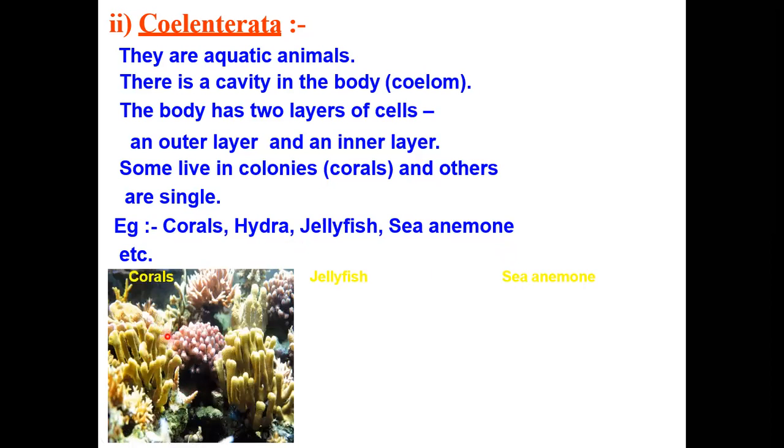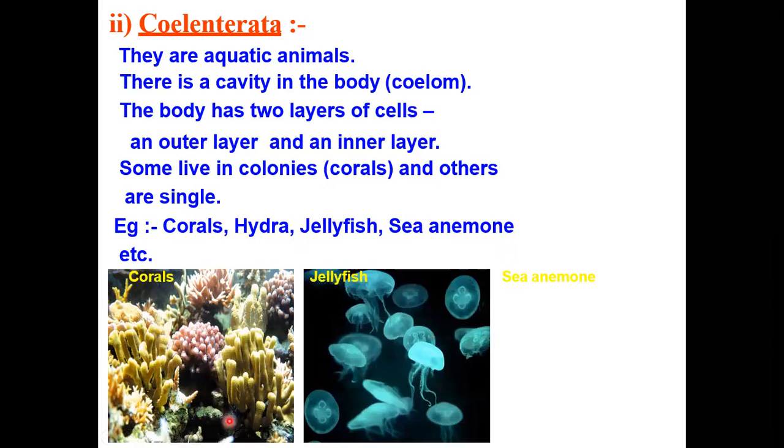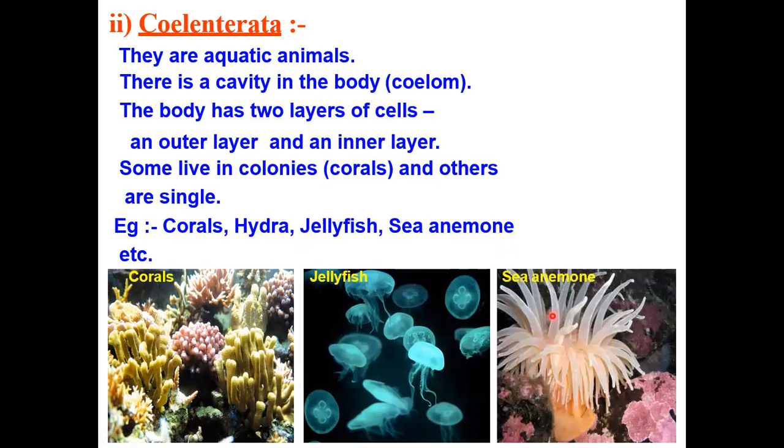This is the structure of coral. This is the structure of jellyfish. And this is the structure of sea anemone. These all are examples of the Coelenterata.